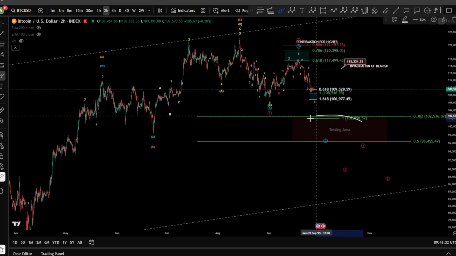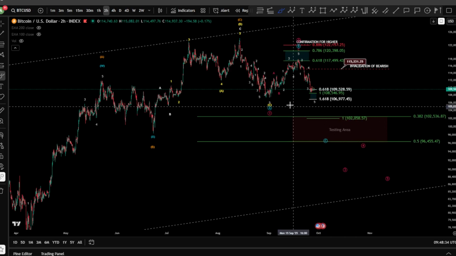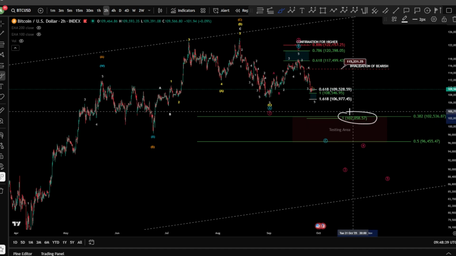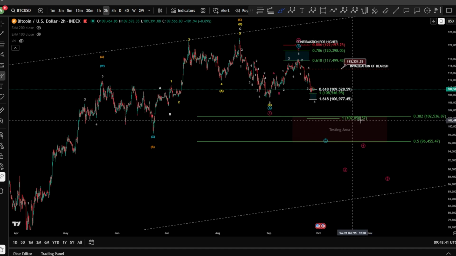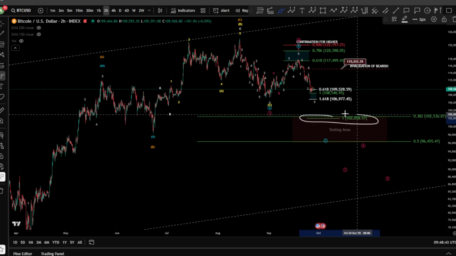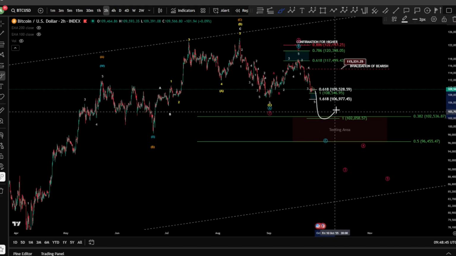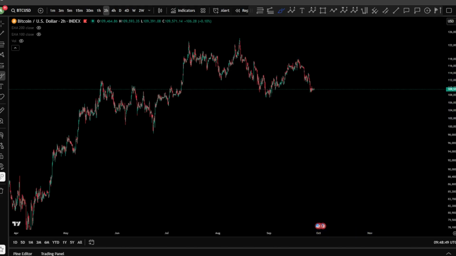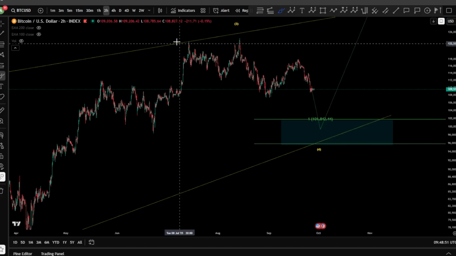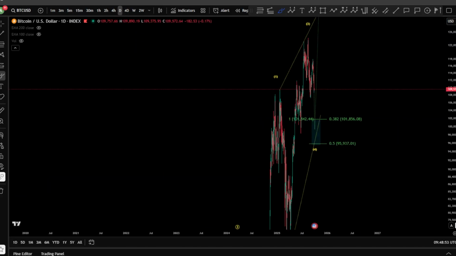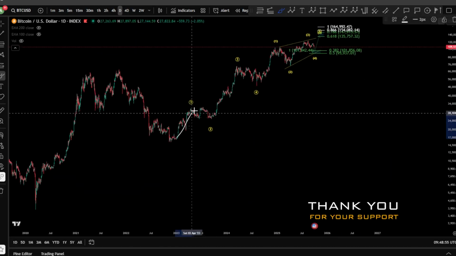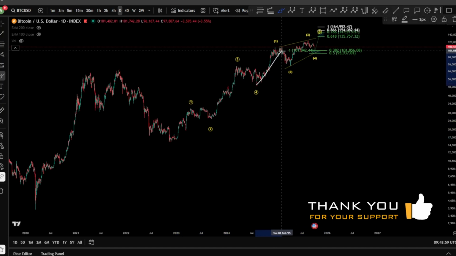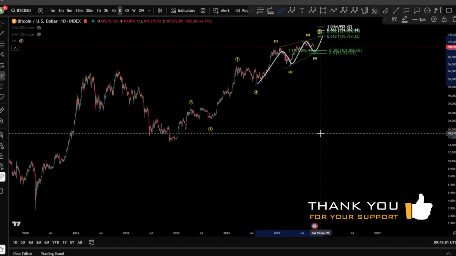That means this testing area might finish here as an A, B, and a C, where we would like to see the one-to-one fib level at 100K, 102K, which can be a very psychological number for a potential rebound toward the upside. The scenario you might see moving towards the upside might be a bull run still unfolding as a 1, 2, 3, 4, and a wave 5. The wave 5 might be an ending diagonal.